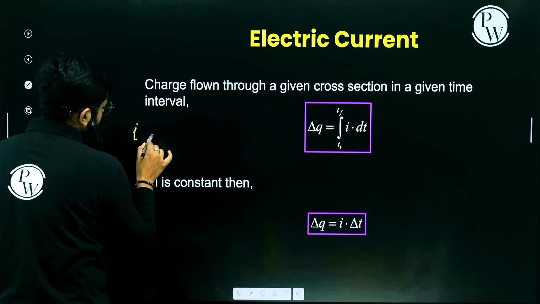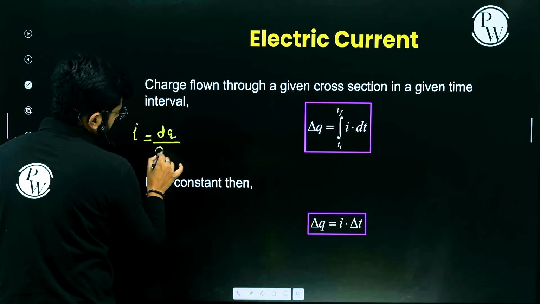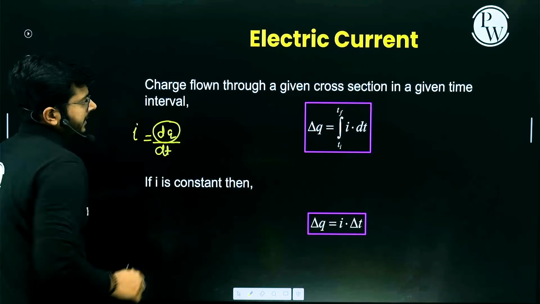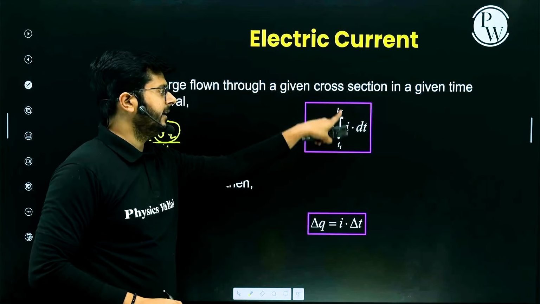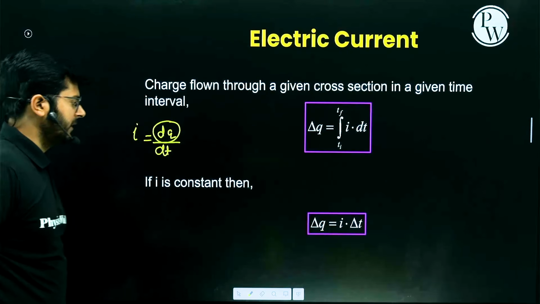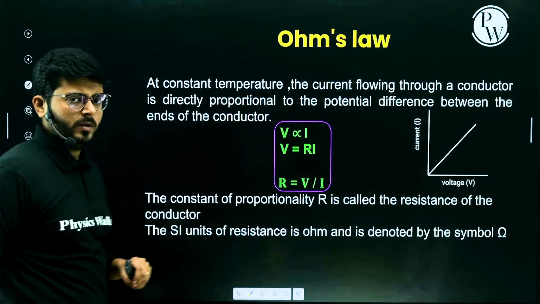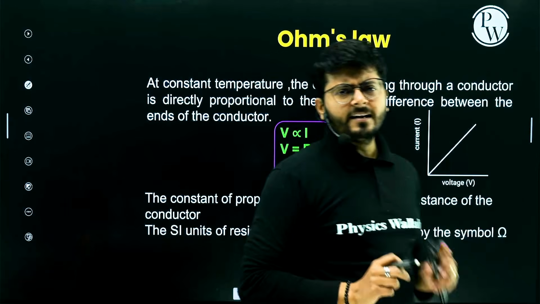I is dq by dt, right? So from here, if you want to get dq, it will be I dt. Integrate it, and you will get the total charge flowing through the conductor. Now, what is Ohm's law? Simply let us talk about Ohm's law.